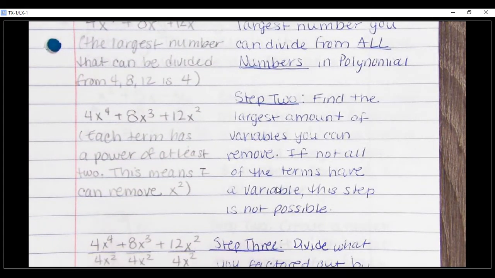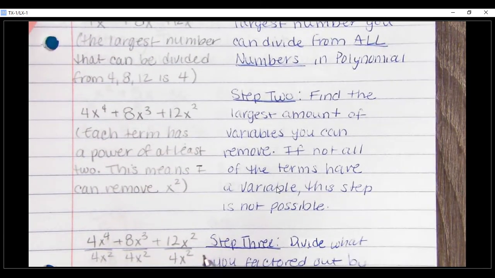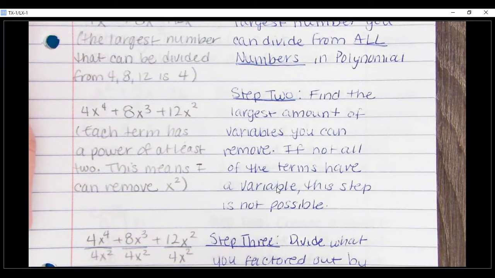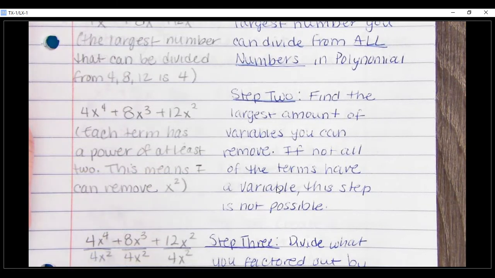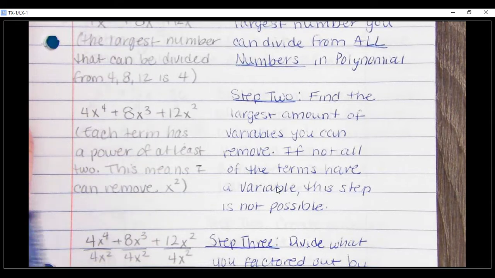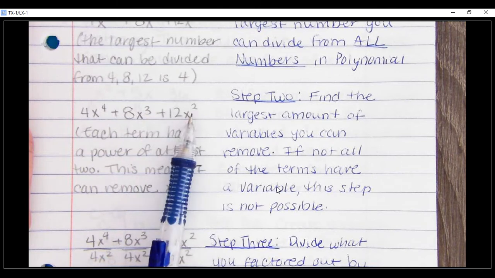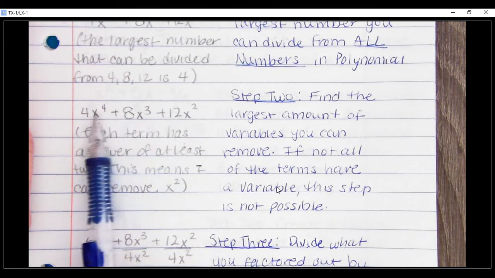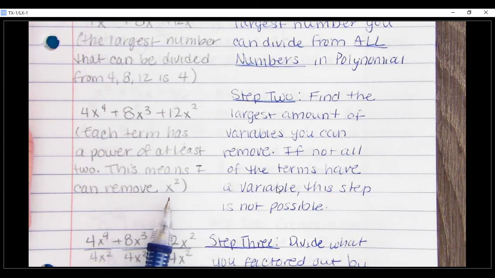Step 2 is find the largest amount of variables you can remove. If not all the terms have variables, the step is not possible. So in this one, it is possible. So we have 4x to the fourth, 8x to the third, and 12x to the second power. Each of these terms has a variable with it. So we have an x, and x, and x, all the same, perfect. And then we have to the fourth power, to the third power, and to the second power. Each of these has at least to the second power. So that means that I can remove x to the second power.